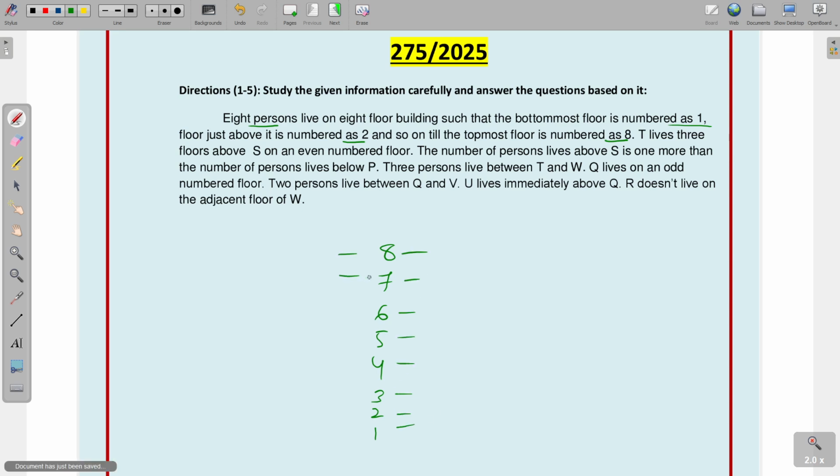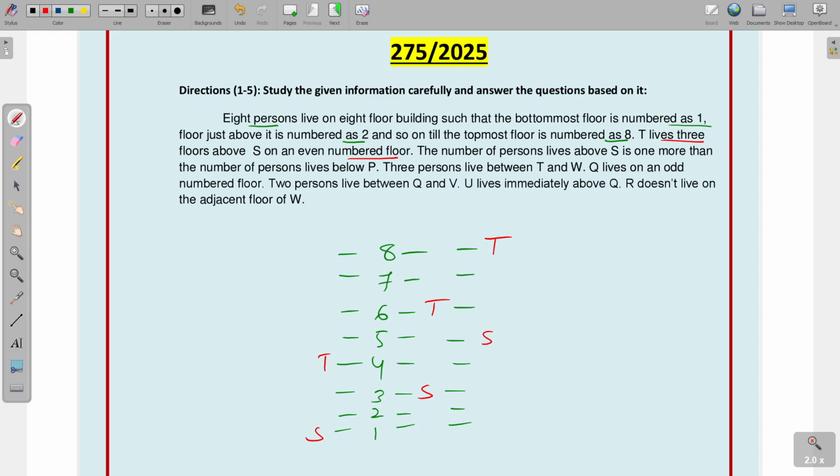It is first possibility, second possibility and third possibility. T lives 3 floors above S and an even numbered floor. So T lives 3 floors above S and lives in an even numbered floor. It is first possibility and second and third possibility. Next, the number of persons living above S is 1 more than the number of persons living below P. So above S is 1 person more than those who are living below P.